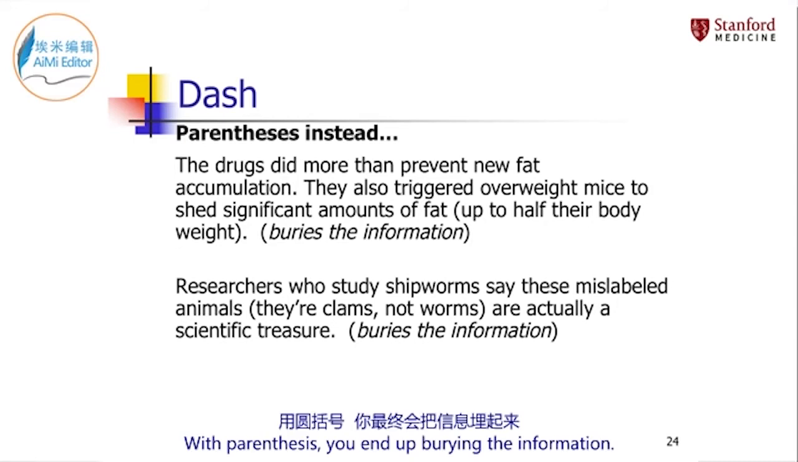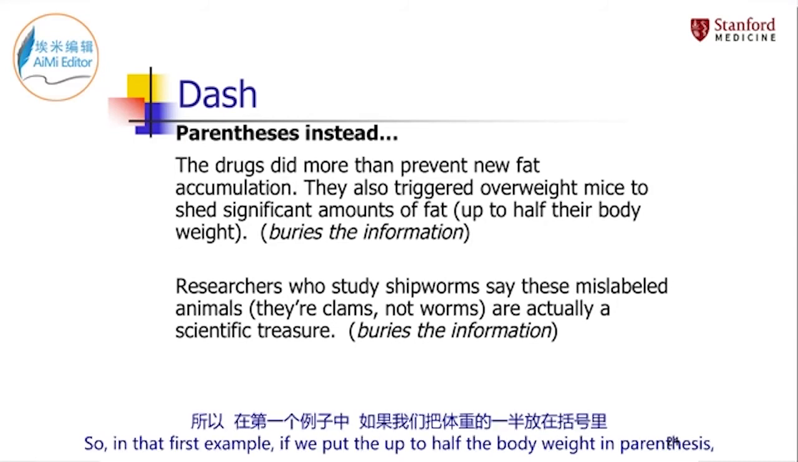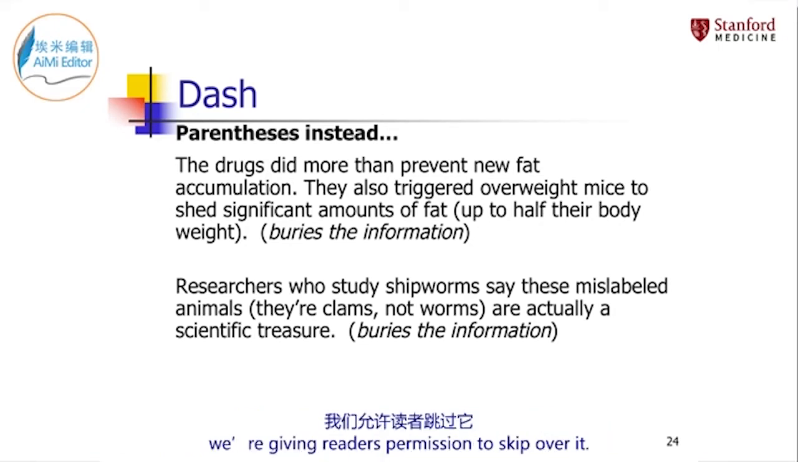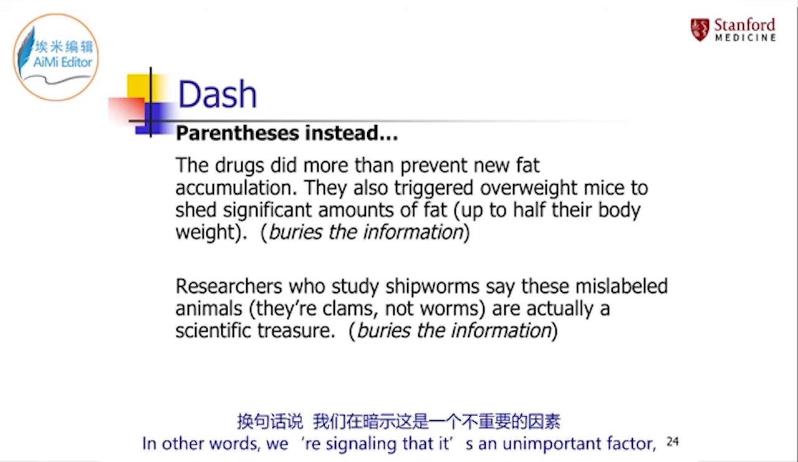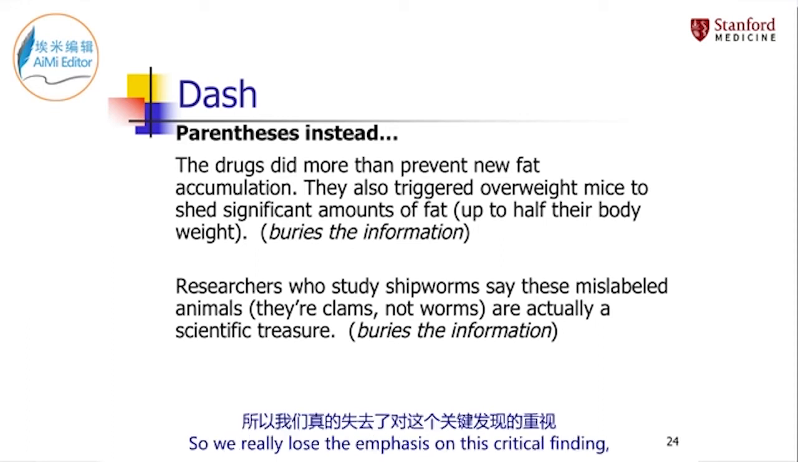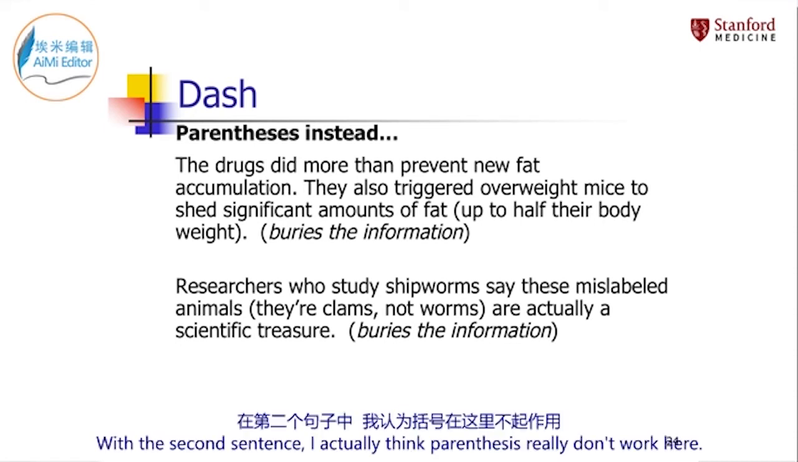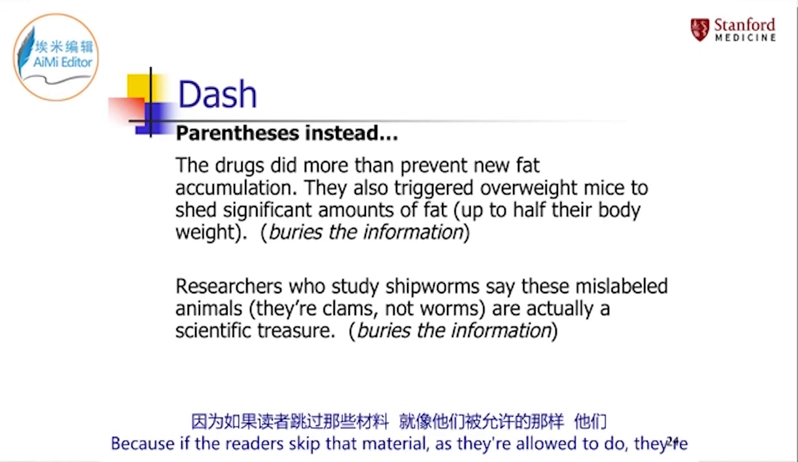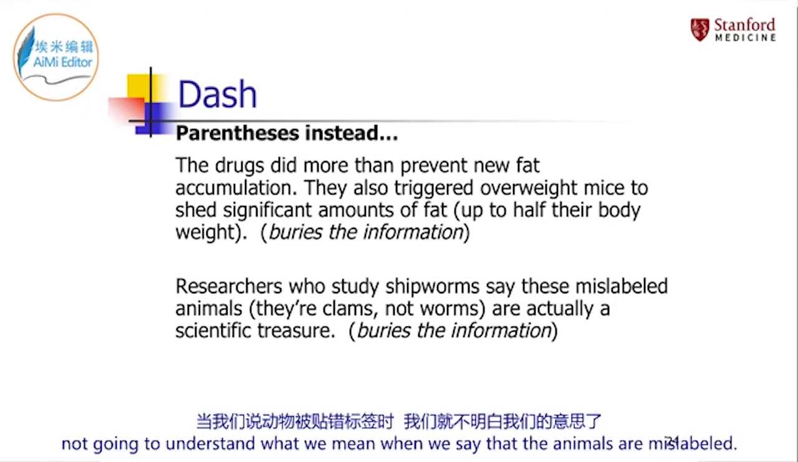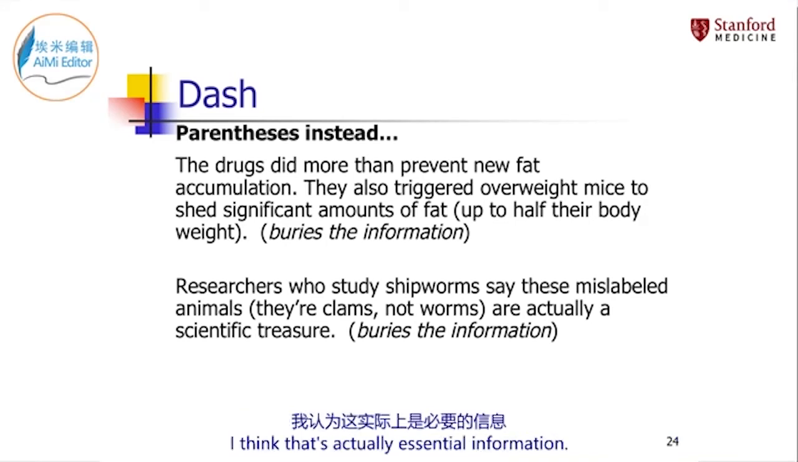With parentheses, you end up burying the information. So in that first example, if we put the up to half their body weight in parentheses, we're giving readers permission to skip over it. In other words, we're signaling that it's an unimportant fact. It's just half their body weight. It doesn't matter. So we really lose the emphasis on this critical finding, the size of the weight loss. With the second sentence, I actually think parentheses really don't work here, because if the reader skips that material, as they're allowed to do, they're not going to understand what we mean when we say that the animals are mislabeled. I think that's actually essential information.